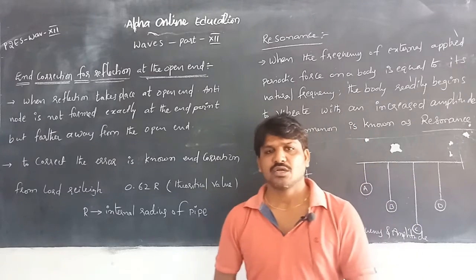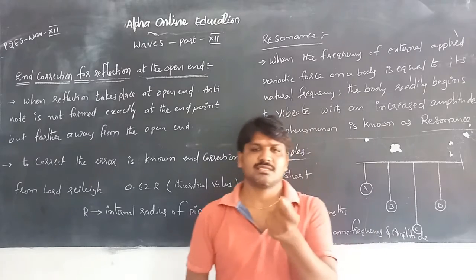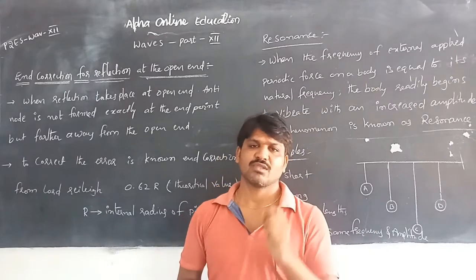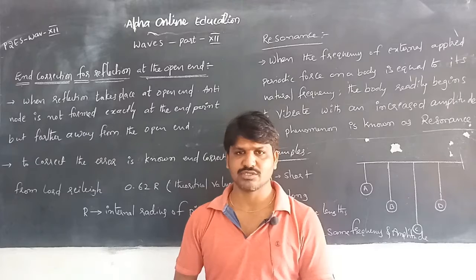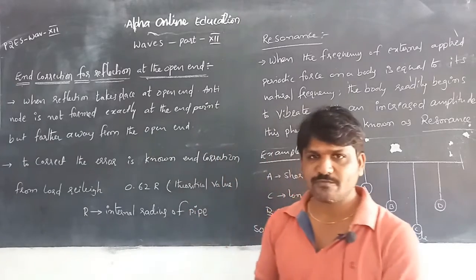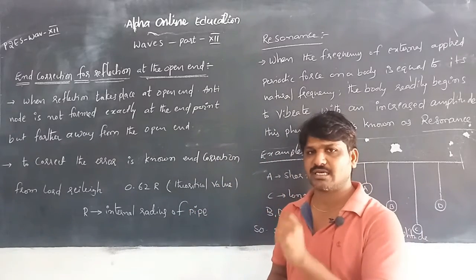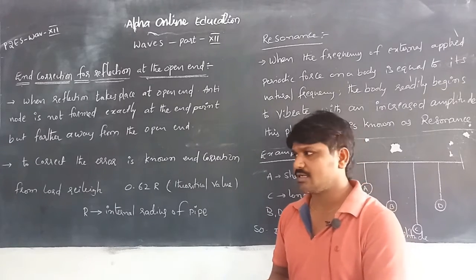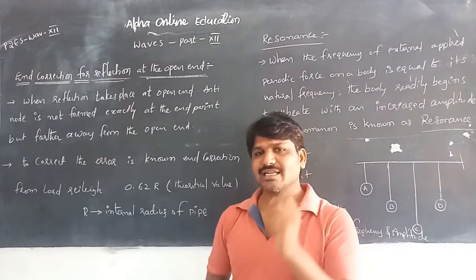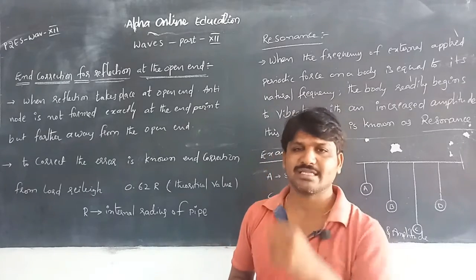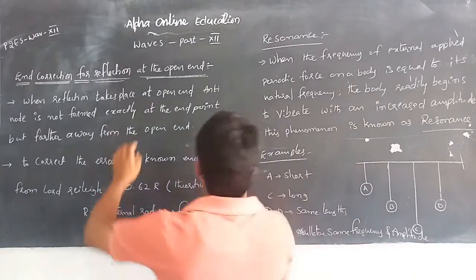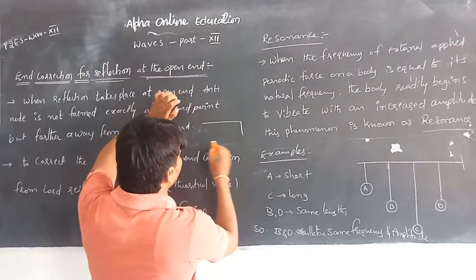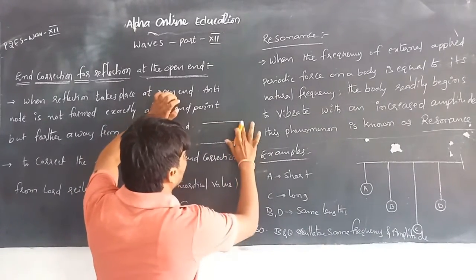At the closed end, because the air particles do not move freely, a node will be formed at the closed end. Due to the reflection of air at the open end, we know an antinode forms. But according to this, exactly the antinode will not form at the open end.